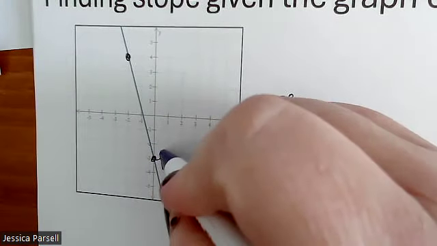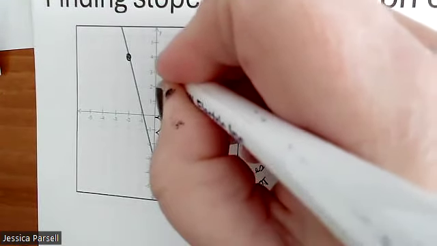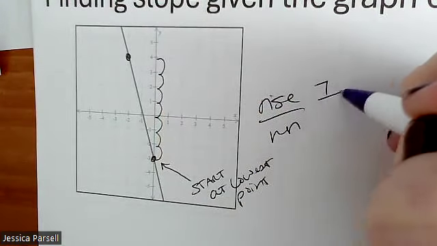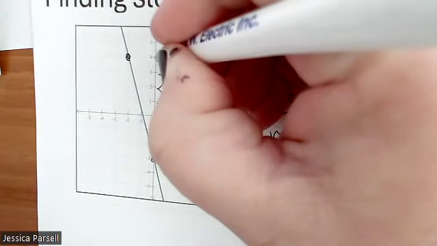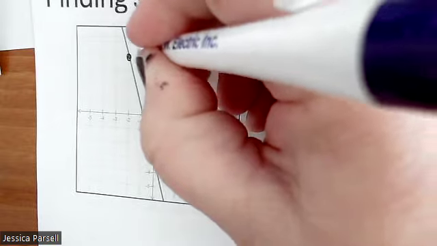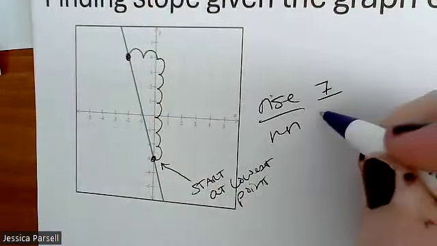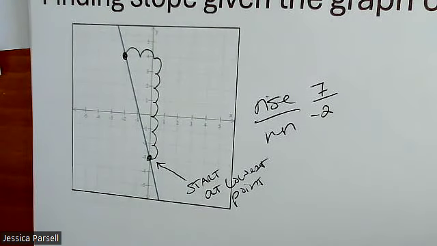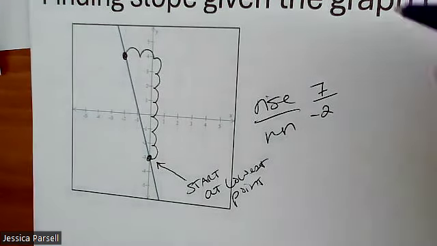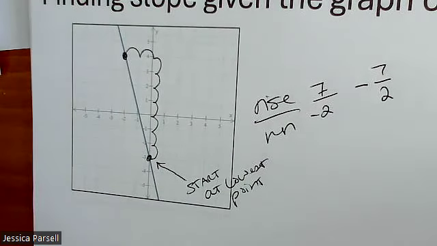You're going to go up 1, 2, 3, 4, 5, 6, 7. So you're going to rise up 7 units. And then you're going to turn left and you're going to go 1, 2. When you turn left, we've gone in a negative direction. So that's going to make that a -2. So our slope is 7 over -2. And you'll just put a negative sign and then you'll put 7 over 2.